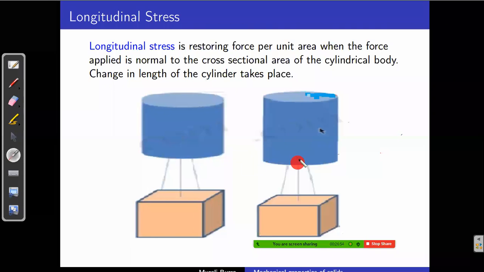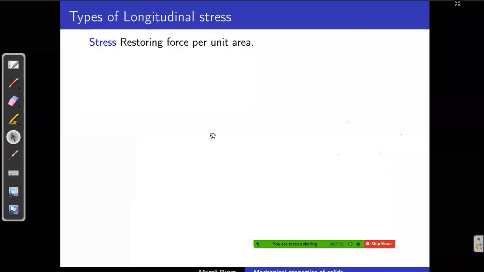How much it is regaining back, how much force is applied in this particular direction on this area, that force per area we are calling stress. In this particular case, whatever stress we are getting, we call it longitudinal stress. Longitudinal means the force is applying along the line, and if a change in length is taking place, we consider it longitudinal. And as I mentioned, two types of stress will be there in longitudinal also. If we see, it is restoring force per unit area only, but it will be acting lengthwise.